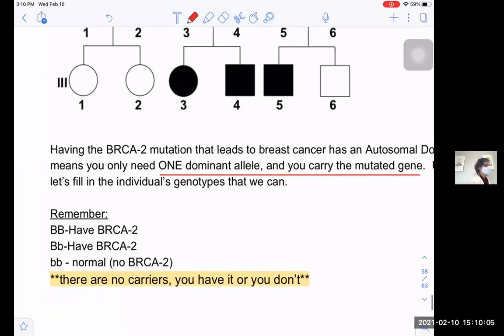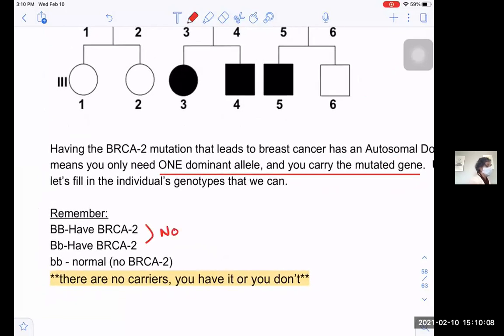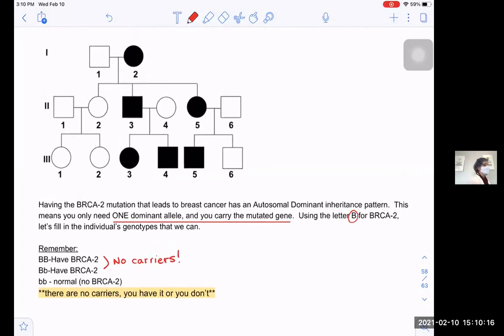remember that autosomal dominant has no carriers. You either have the mutation or you don't have it. So there's no carriers. I know this is weird, but now we have to switch around our brains and write in the genotypes of the people who are not filled in. Because people who are not filled in are now homozygous recessive. Okay, so everybody that doesn't have a circle or a square filled in is little b, little b.